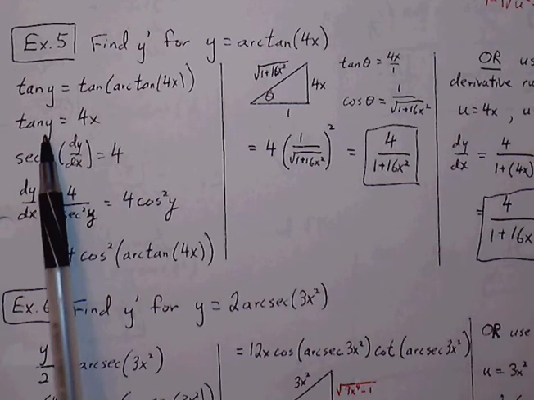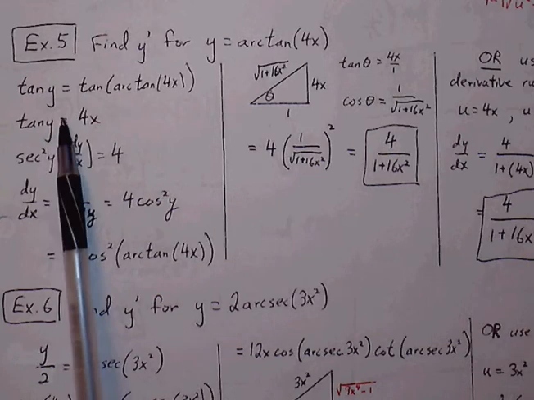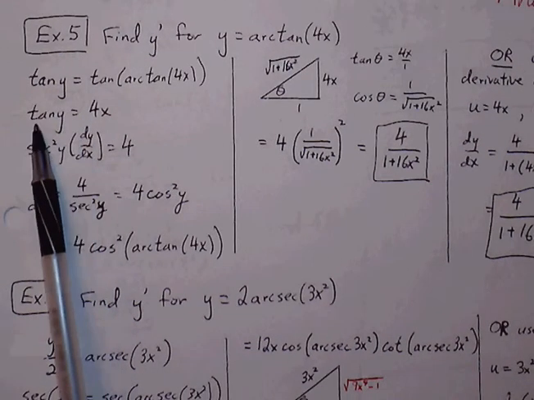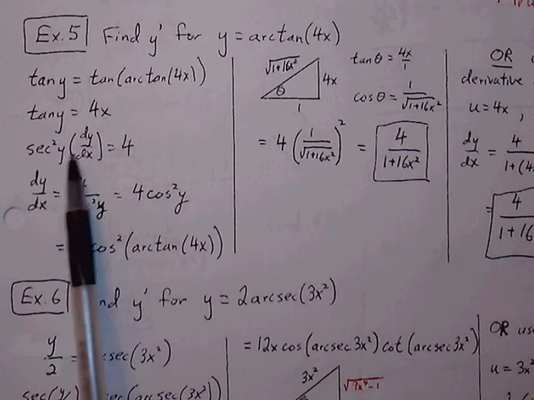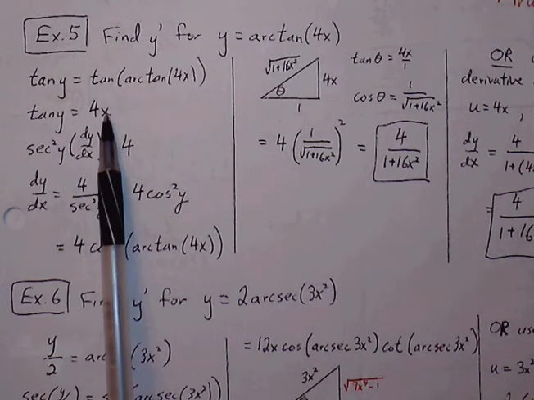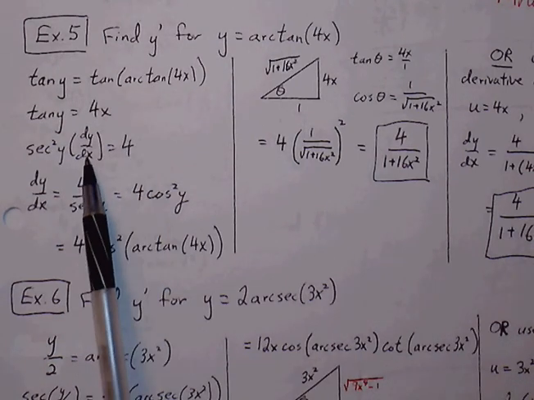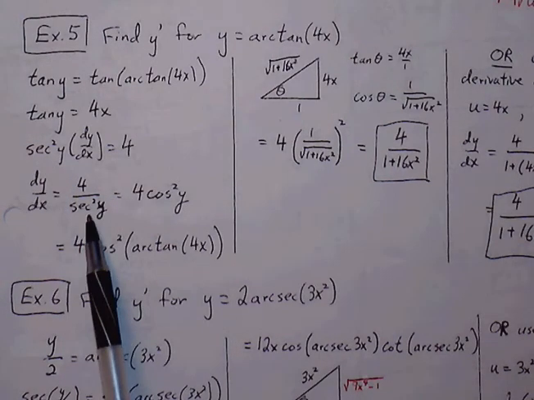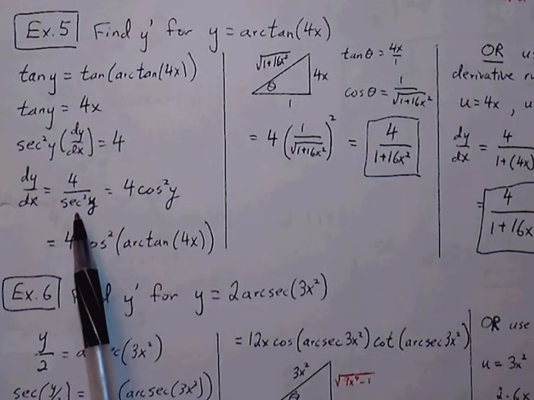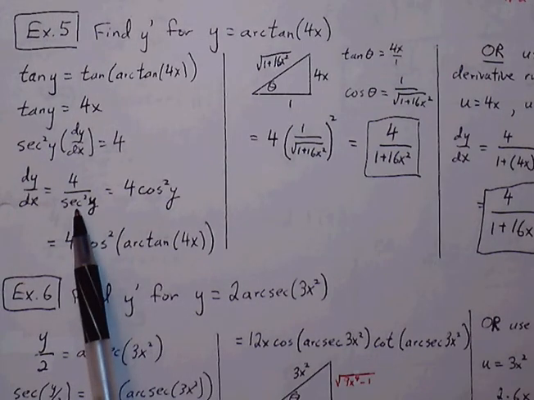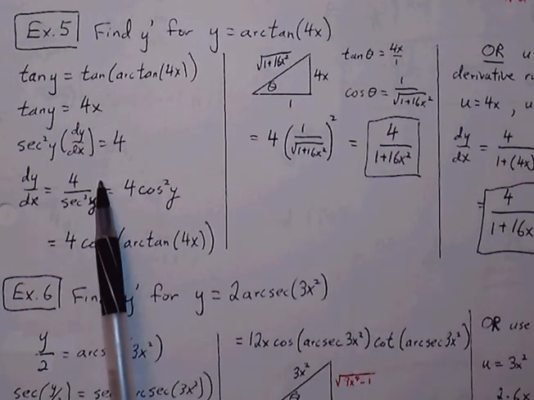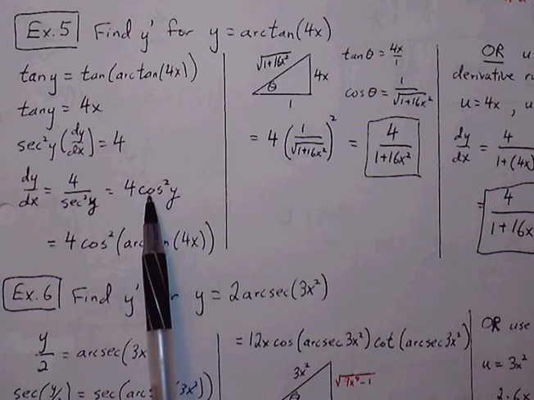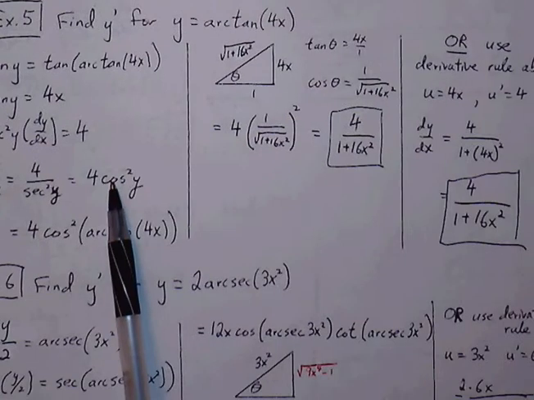and implicitly, because y was inside the tangent function, so tangent of y becomes secant squared of y times dy dx. 4x becomes 4. Okay. Solve for dy dx by moving the secant squared y to the other side, so 4 over secant squared y. I'm going to move the secant squared y up to the top and just have it in terms of cosine squared y. It's a little bit easier to think in terms of cosine.